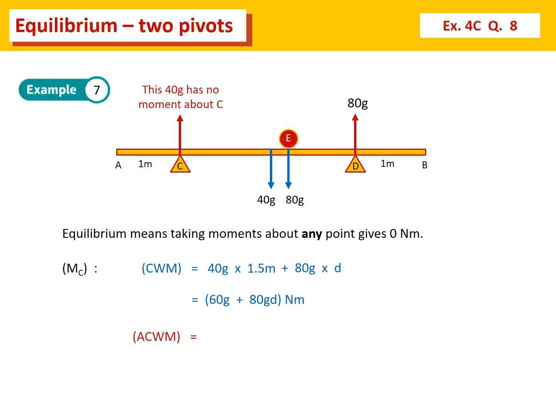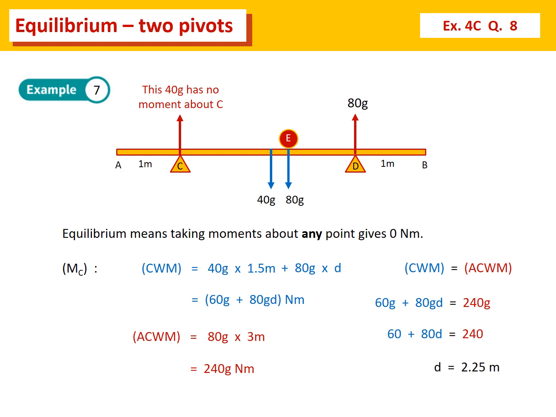The anti-clockwise moment is given by the reaction force at D, and that's 3 meters away from point C, so it's 80 G times 3, and that's 240 G newton meters. Because we're in equilibrium, the clockwise moments equal the anti-clockwise moments, and therefore 60 G plus 80 GD equals 240 G. We can divide through by G, and therefore from that we will find that D equals 2.25 meters. Now remember, D is a distance from E to the support C, so the distance from A is 3.25 meters.